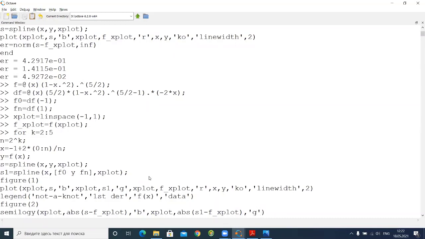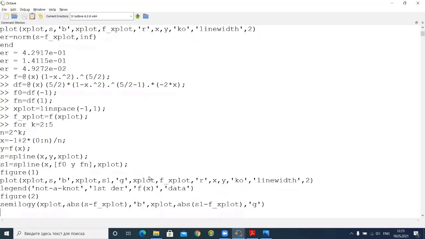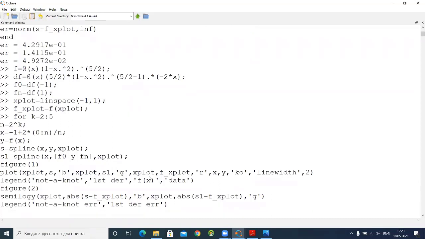Okay, now let's continue and we can write again the name of these lines. Here we have name, it is not-a-not, and let me write the ready one. Here without data, now without f of x, derivative error and not-a-not error, it means respectively. So okay, now find these errors also.